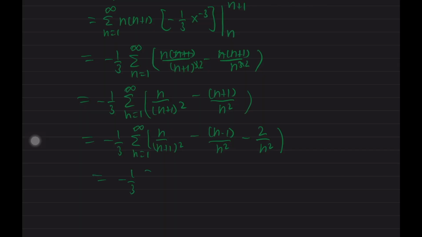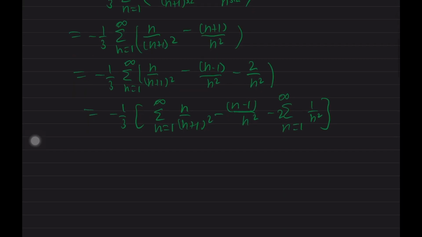Now let's split this apart into two parts. One is our telescoping part, n over n plus 1 squared minus n minus 1 over n squared, minus this other infinite series, where we take out the 2 of 1 over n squared. Let's first look at the telescoping series. When n equals 1, we'll have 1 over 2 squared minus 0 over 1 squared. Then we let n equal 2, and we have 2 over 3 squared minus 1 over 2 squared, and this will go on and on.